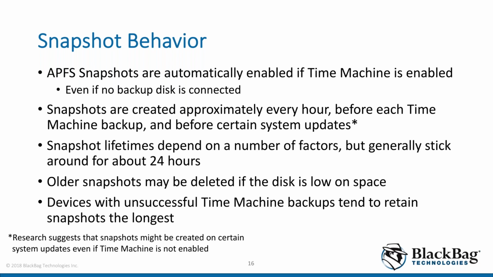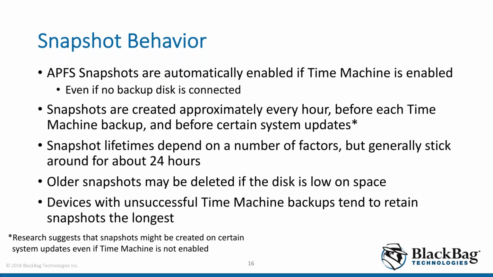is actually plugged into the system itself, APFS snapshots are automatically enabled and will happen approximately hourly. So snapshots are created approximately every hour or before each Time Machine backup. So if you manually trigger a Time Machine backup, it's actually going to trigger a snapshot before that backup happens. And also, before certain system updates, a snapshot will be created. And our research suggests that this might even happen if you do not have Time Machine enabled. So remember, these hourly snapshots only happen when you have Time Machine enabled.